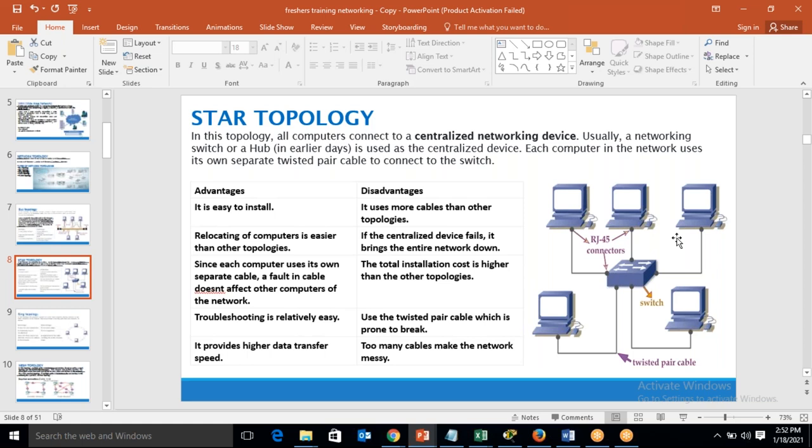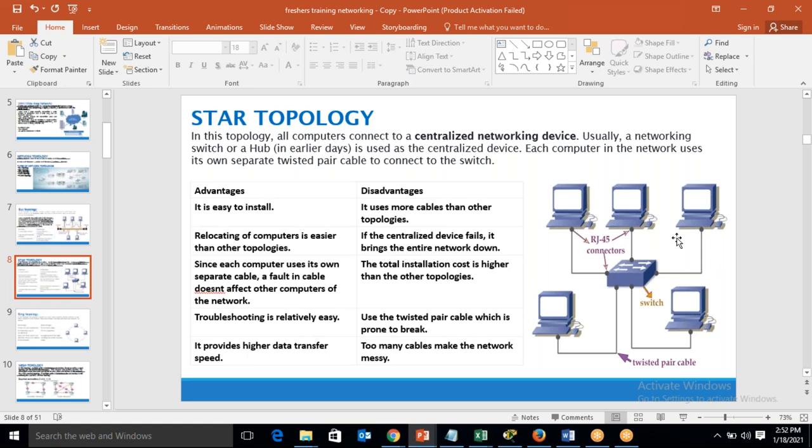Let us see some of the advantages and disadvantages of star topology. Coming to the advantages, it is very easy to install and relocate. Why is it easy to install? For example, if I am a user, it's very easy for me to connect an Ethernet cable from my system to the switch. And relocating a computer is easier than in other topologies, because only one wire is connected for each computer.